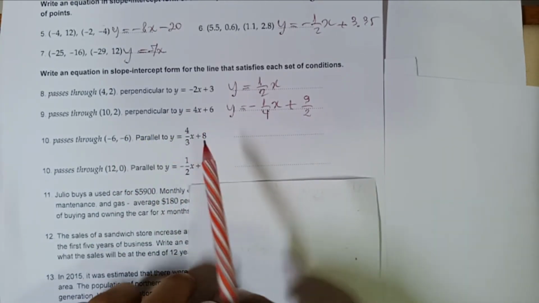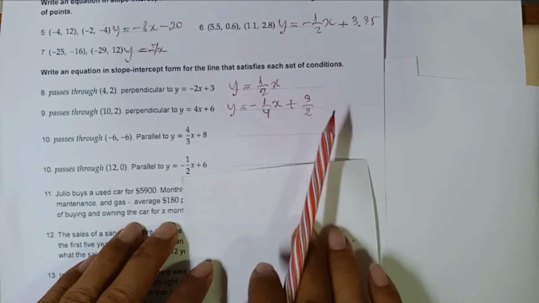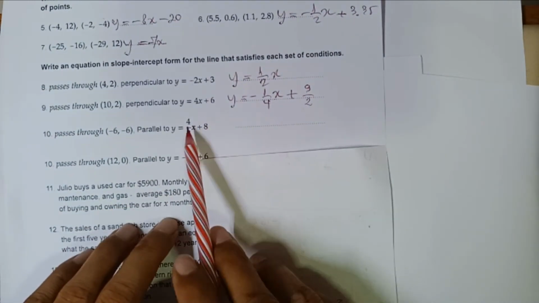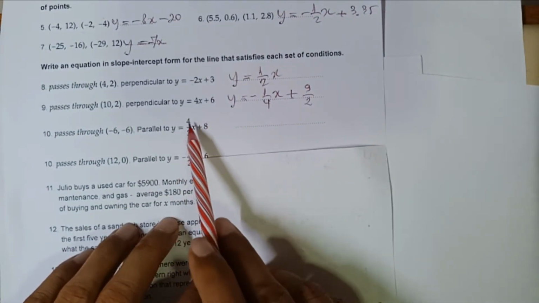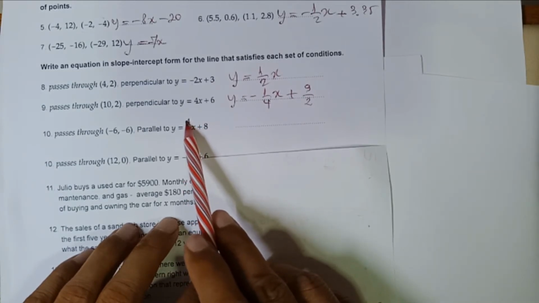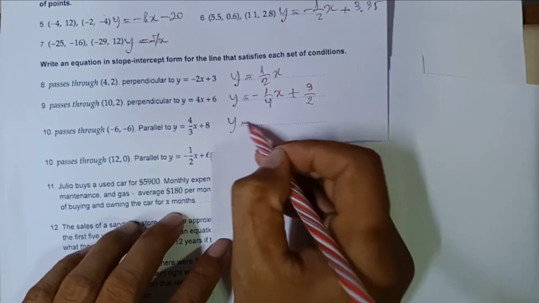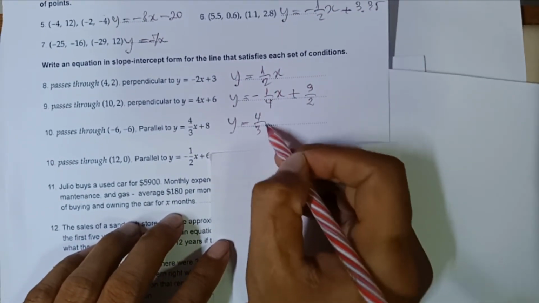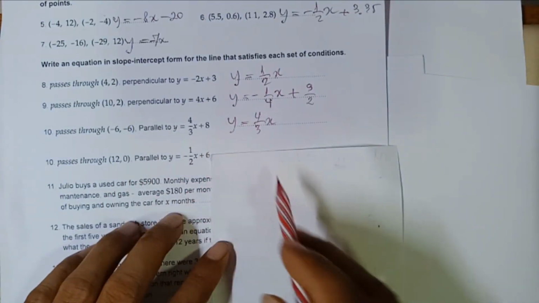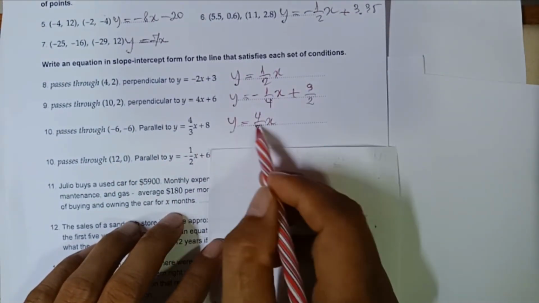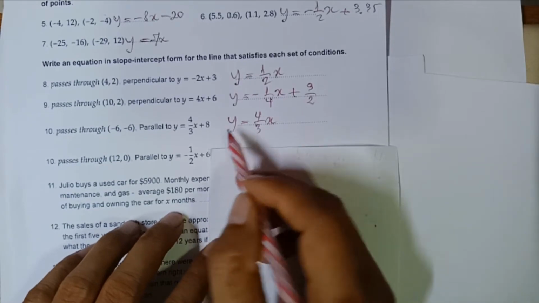Now, this number is parallel. So parallel, very easy. You don't have to invert or inverse the slope of the given line. All you need to do is just write y equal to 4 over 3 x, because when two lines are parallel, they have the same slope. So when you write it like this, the same slope, now you work for the b value.